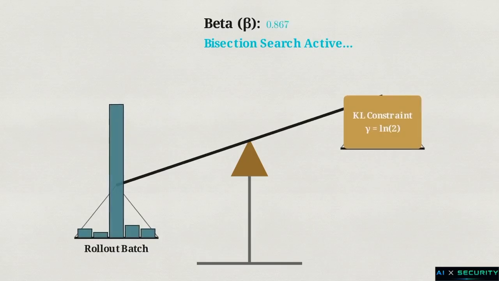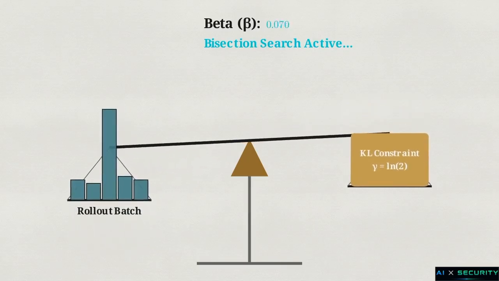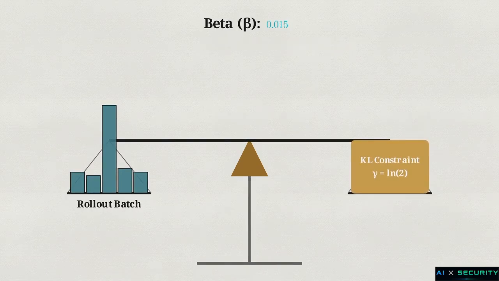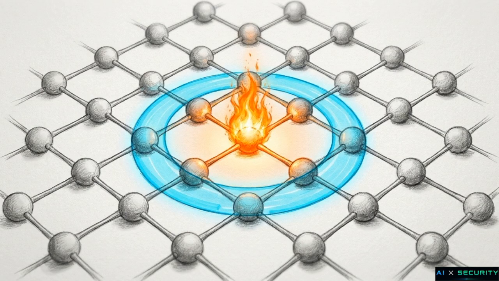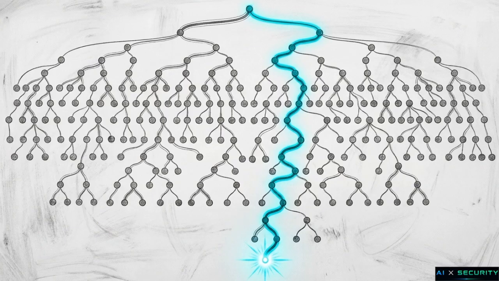To find the exact balance point, a bisection search calculates the optimal beta value based on the batch's shape. Sudden outliers trigger a small beta value to prevent collapse, while flat batches trigger a large beta value, pushing the model harder. This dynamic constraint allows the system to relentlessly pursue extreme outliers without destroying the underlying neural representations required to generate valid code.